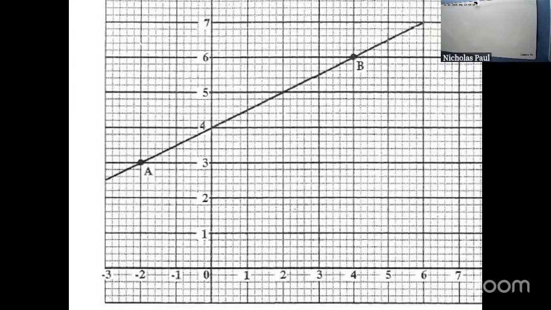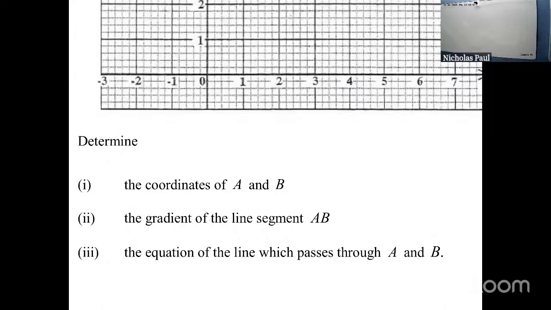Read off A and B. The first thing they want is what is A and what is B. Write down the points A and B. Which is A? A is what? (-2, 3), and B is what? (4, 6). Nice. Go ahead.